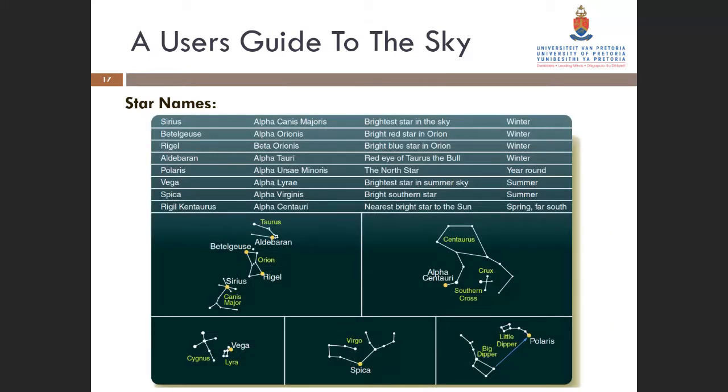So here we can see star names. Sirius, the brightest star in the southern hemisphere. We can usually see it better during winter months, and we can define it as Alpha Canis Majoris. Then we can go through Betelgeuse, Rigel, Aldebaran, Polaris, Vega, Spica, and continue on. Unfortunately, I didn't have a look at Vsauce yet, but I will. Last week ran away from me.